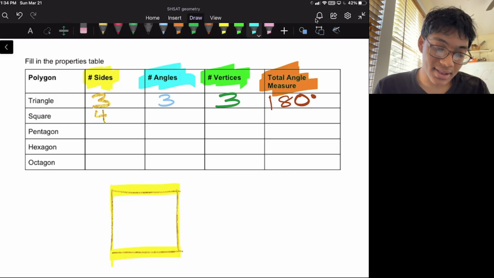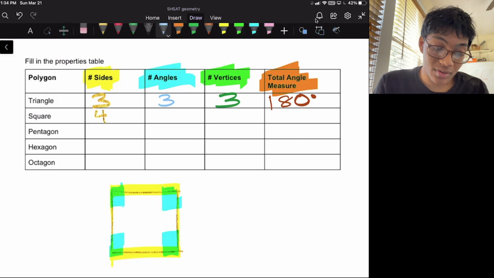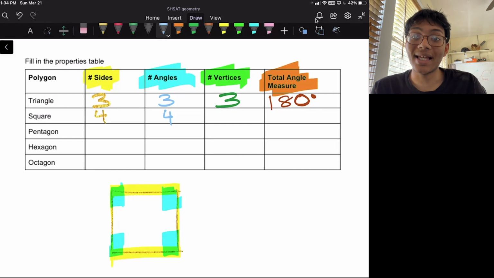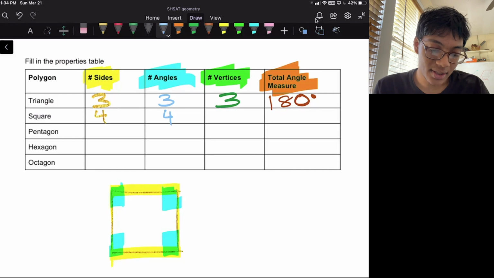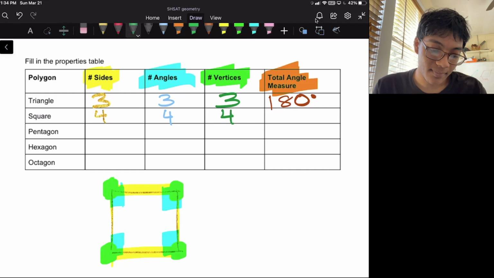How many angles does it have? Well, it has one angle here, one angle here, one angle here, and one angle here. They're all right angles. If you don't know what that is yet, don't worry. So there's four angles in a square. How many vertices, aka corners, in a square? Well, let's see. We have one corner, two corners, three corners, four corners. So there's four vertices in a square.